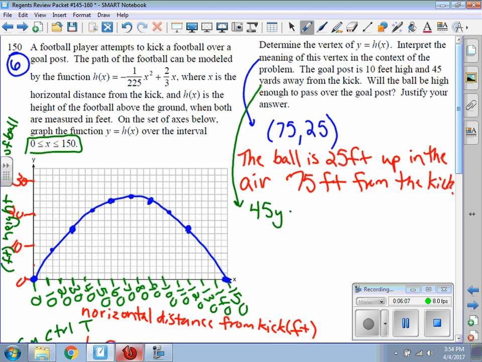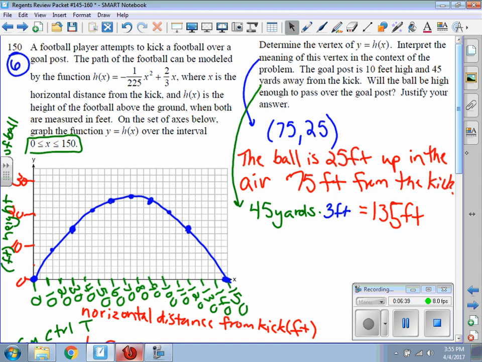45 yards. Do you remember that there's 3 feet in a yard? So we'll multiply it by 3 feet. How many feet is that? It's 135. So at 135, I did the same thing. At 135 feet from the kick, how high is the ball?